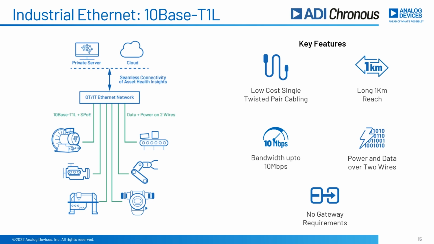10BASE-T1L uses low-cost single twisted pair cabling, which is lower cost and easier to install. It supports a distance of up to 1 kilometer and beyond. It provides 10 megabits of bandwidth. Both power and data share the same single twisted pair cable, so you can provide power on the same cable as your Ethernet connectivity.